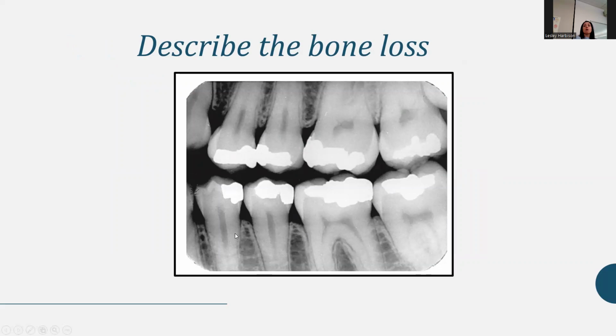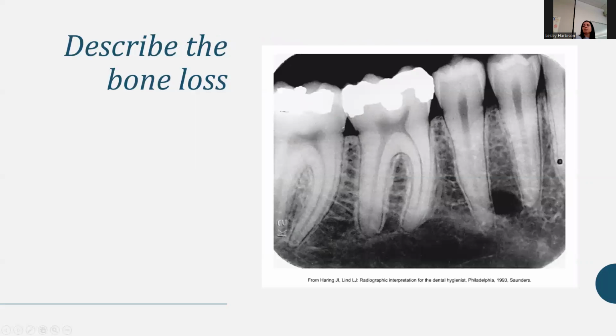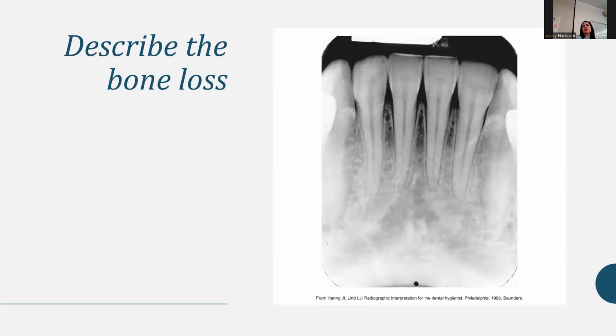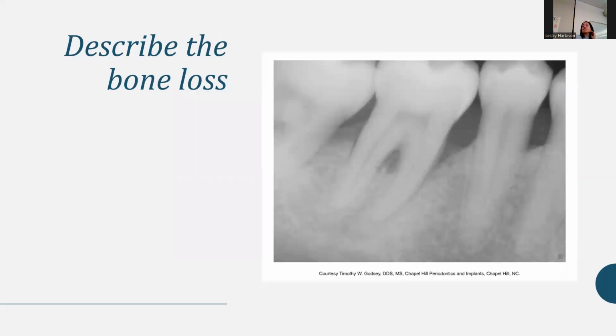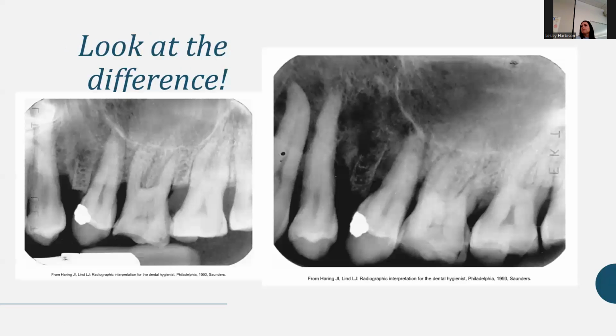This is healthy. Notice all of the nice lamina dura. The answers are in the notes if you are questioning, but these are healthy examples. That's vertical. This is a really good vertical here. Even though the CEJs are uneven, this is still steeper, so it's still vertical. And that's just looking at the difference again.